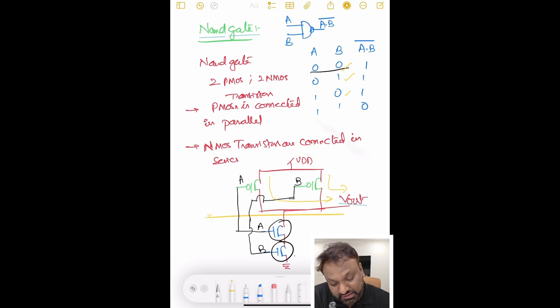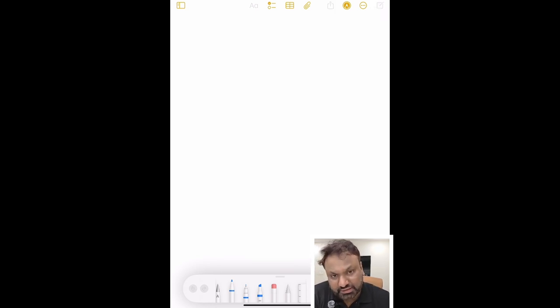Now whenever both the inputs are 1 1, then what happens? Both PMOS transistors are off, and this is short circuited, right? So whatever the input is given to A, whatever the input is given to B, that will be flowing to the ground, hence my output will be equal to 0, right? So that is how a NAND gate is implemented.